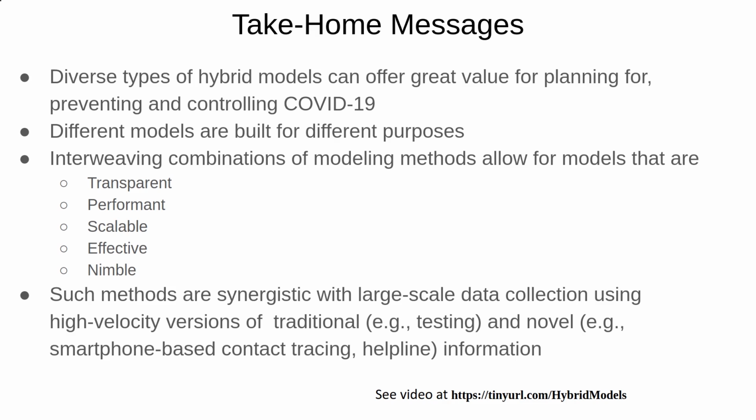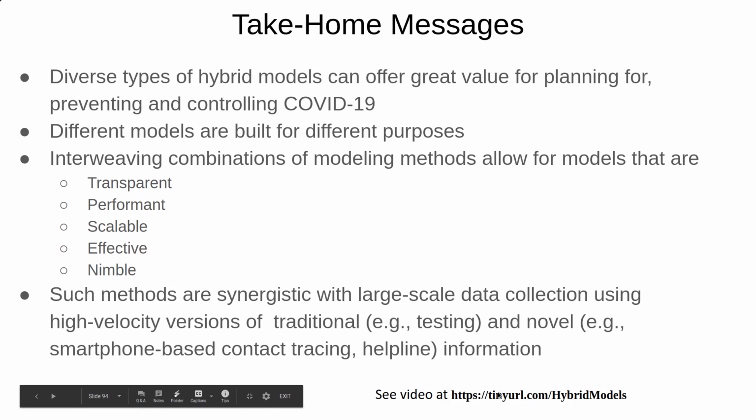These methods are, moreover, synergistic with large-scale data collection, such as high-velocity versions of traditional types of data, for example, testing and case information and data from acute care, but also novel data. And I want to highlight our keen interest in smartphone-based types of data collection, whether it's more research-based data collection associated with changes in contact patterns and mobility over time, or contact tracing. And moreover, being able to tap into social media and call volumes for helplines. Those who are interested in additional understanding on the hybrid model front may want to check out this URL as well.